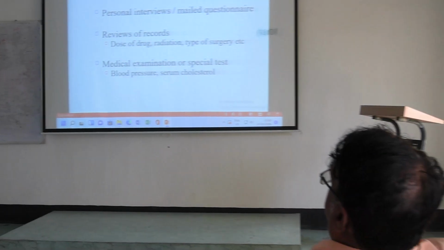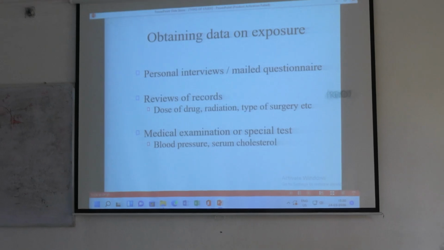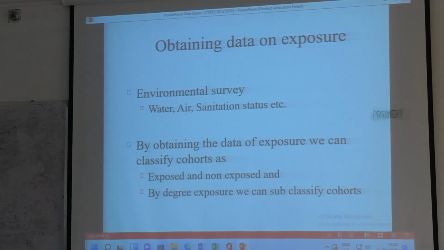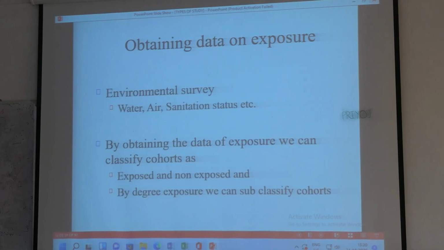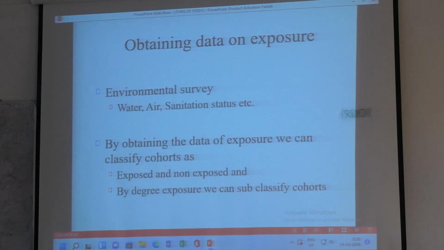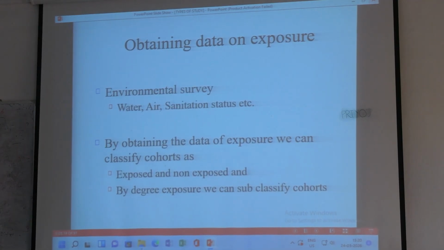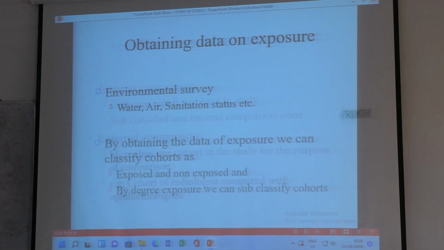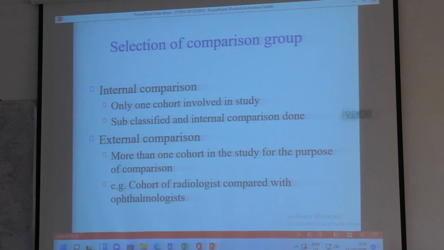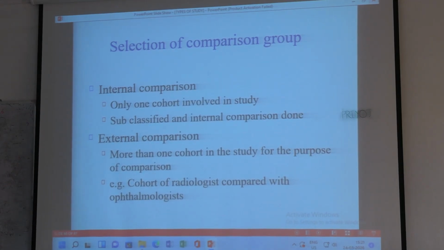Obtaining data, again: personal interview, review of records, dosage of drug, radiation, etc. Medical examination, special tests, blood pressure, cholesterol. Obtaining data on exposure, water and air sanitation status, and here again we can classify cohorts as exposed and non-exposed, and also by degree of exposure we can subclassify cohorts. Internal comparison: only one cohort is involved in the study. You are comparing within that cohort itself.